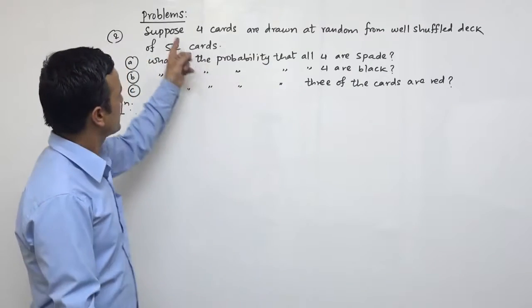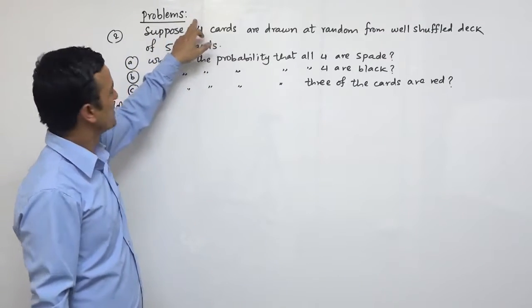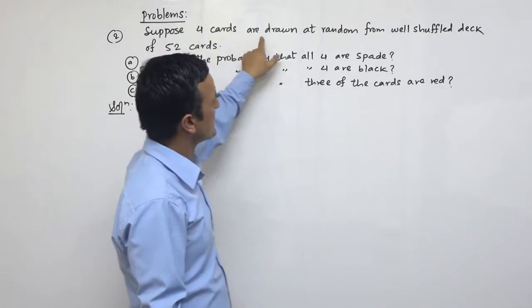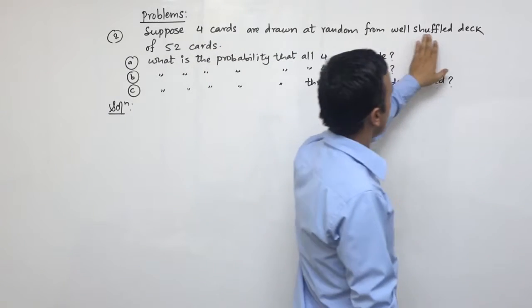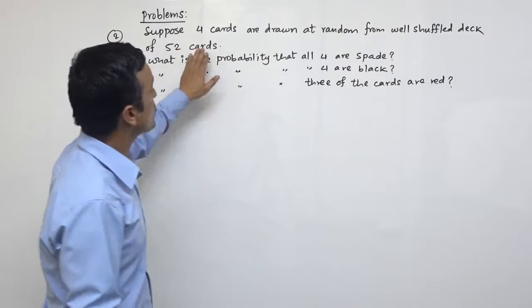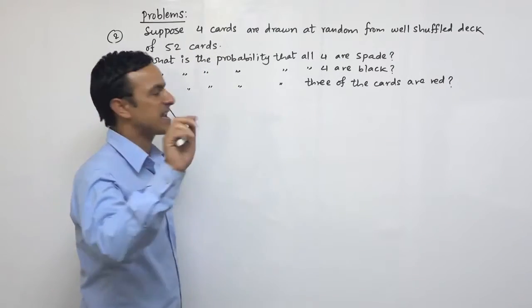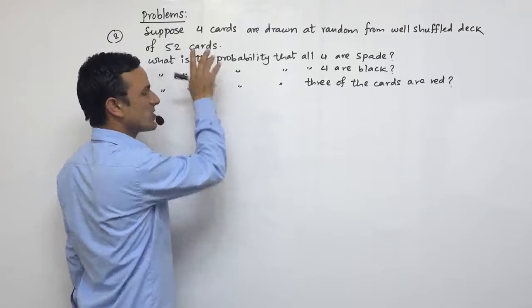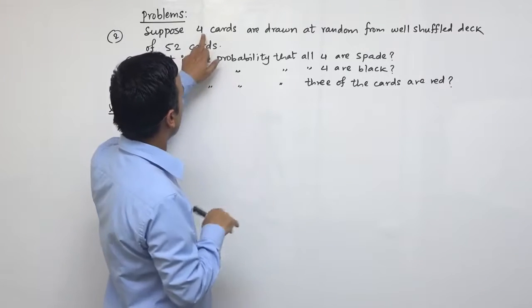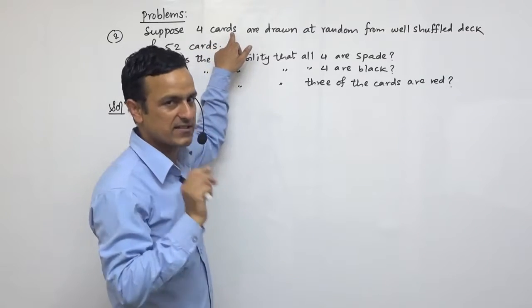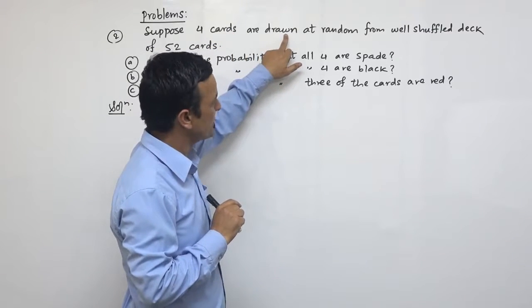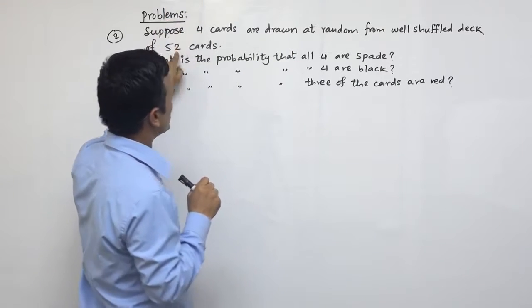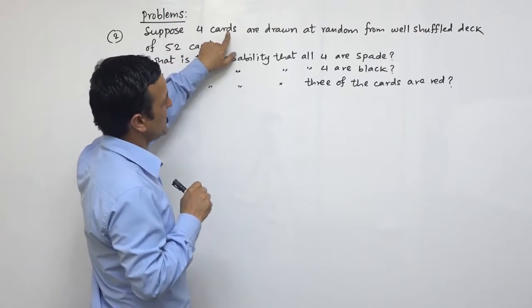Today we have another question. So this is also another problem. The problem is that suppose 4 cards are drawn at random from a well shuffled deck of 52 cards. So first of all, understand the question. We have a total of 52 cards. Out of these 52 cards, we have to select any 4 cards. 4 cards are drawn means only 4 cards can be selected out of 52 cards, whatever they may be.